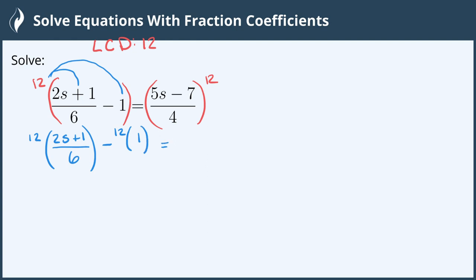And then on the right hand side, we don't need to do the distributive, so let's just rewrite it out. (5s minus 7) over 4 multiplied to the 12. Now that we've multiplied each and every term by 12, we can go ahead and simplify. 12 divided by 6 is 2, and 12 divided by 4 is 3.